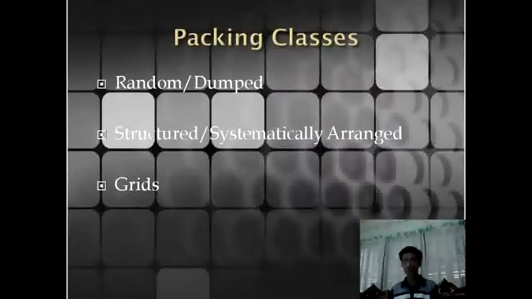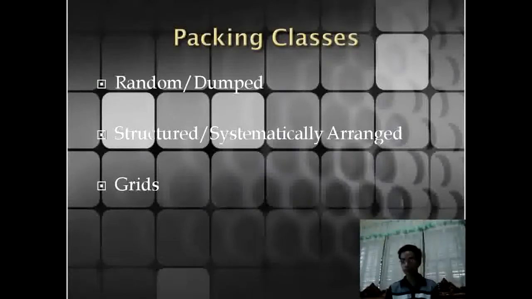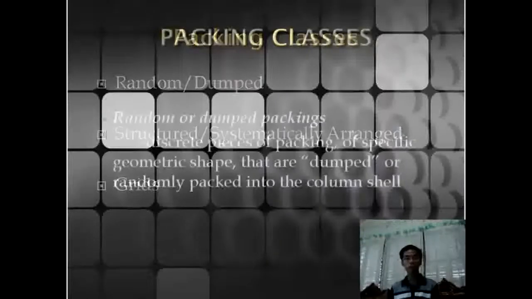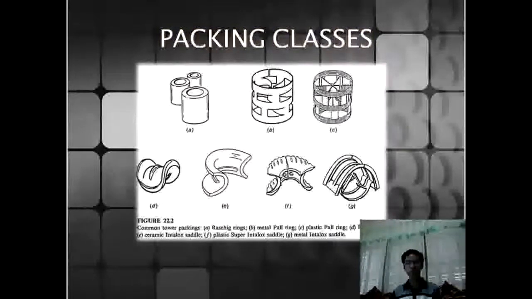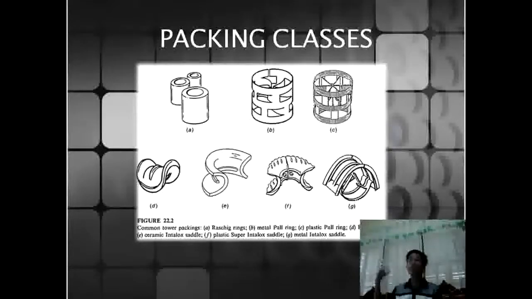According to Perry's Chemical Engineers' Handbook, packings can be classified into three: random or dumped packings, structured or systematically arranged packings, and grids. The first type that we are about to discuss is the random or dumped packings. These are solids of specific shapes that are randomly placed into the column shell. Here is an illustration of the commonly used random packings: Raschig rings, Pall rings, Berl saddle, and Intalox saddle.